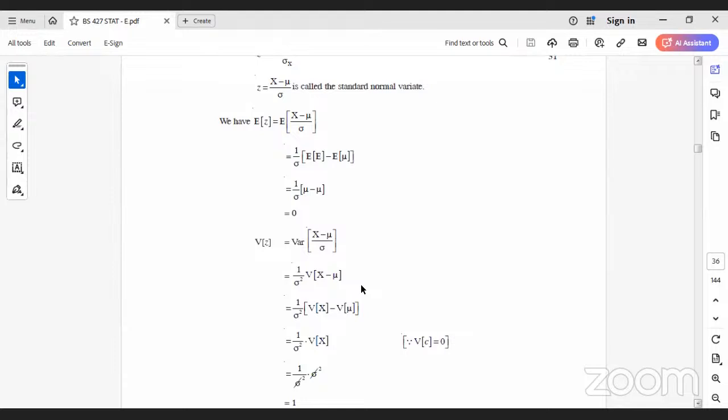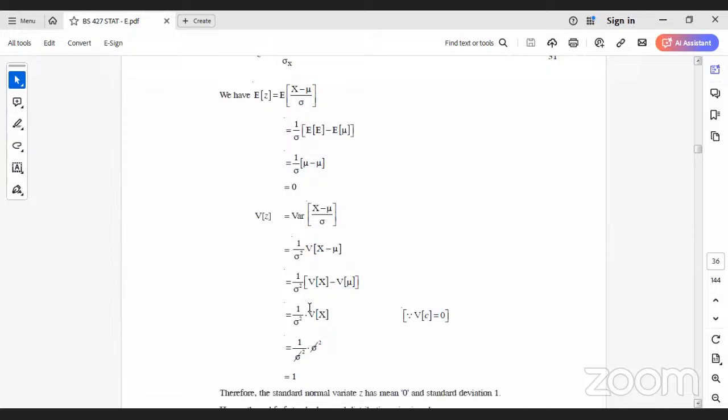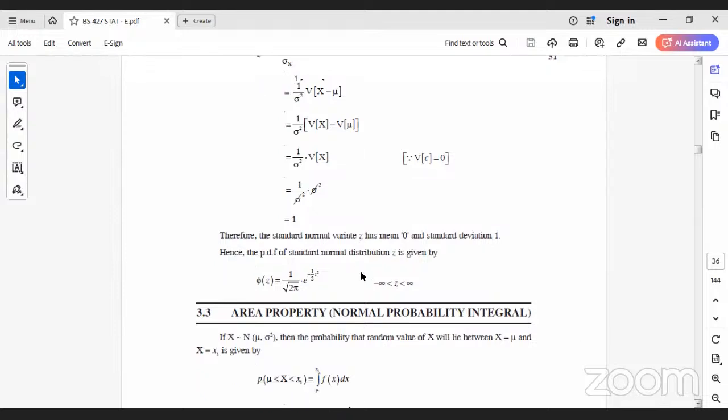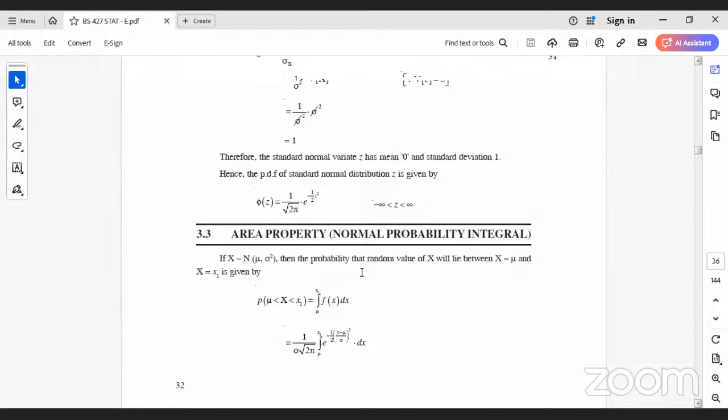Then the variance of z, that is the variance of x minus mu by sigma. So it is 1 by sigma square times the variance of x minus mu, that is 1 by sigma square times V of x minus V of mu. V of a constant is 0, so V of mu is 0, leaving 1 by sigma square times V of x. V of x is sigma square, so they cancel. V of z is equal to 1. Therefore the standard normal variate z has mean 0 and standard deviation 1. The probability density of the standard normal variate phi of z is 1 by root 2 pi e power minus 1 by 2 z square, minus infinity less than z less than infinity.